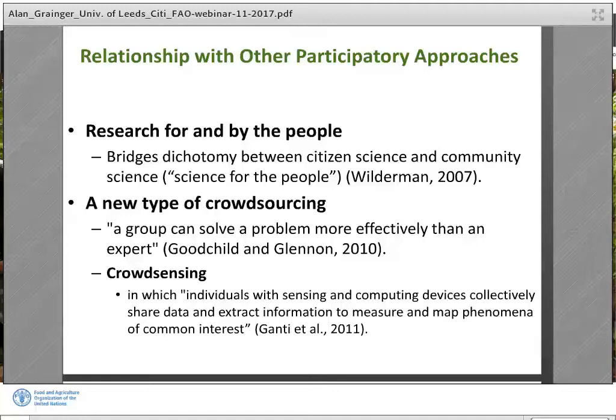Citizen observatories are part of a wider expansion of participatory environmental monitoring. For example, they involve research for and by the people, and so form a bridge between citizen science and community science, which is science for the people. They are a new type of crowdsourcing called crowdsensing, in which individuals with sensing and computing devices collectively share data and extract information to measure and map phenomena of common interest.